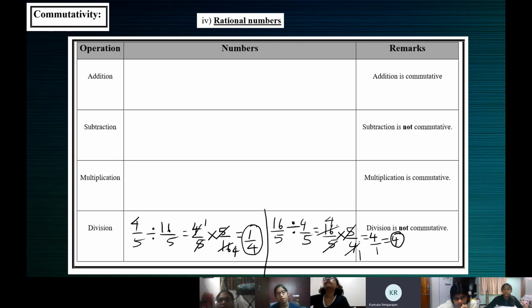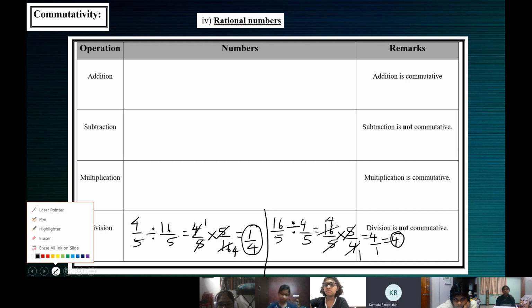In division, rational numbers are not commutative under division. Rational numbers are not commutative under division. Yes, ma'am. All right.